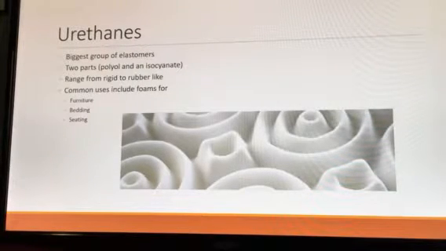Urethanes as a chemical type are by far the biggest group of elastomers. These generally comprise two parts, a prepolymer consisting of an isocyanate and a polyol mixed with a curative that commonly is an amine. These elastomers range in their rigidity from almost solid plastic to foams and rubber-like elastomers. Common uses of urethanes include foams for furniture, bedding, and seating.